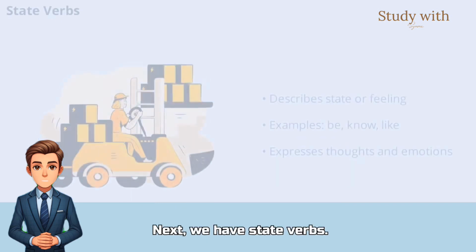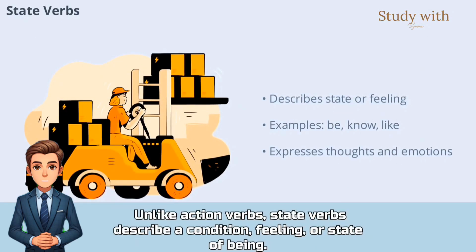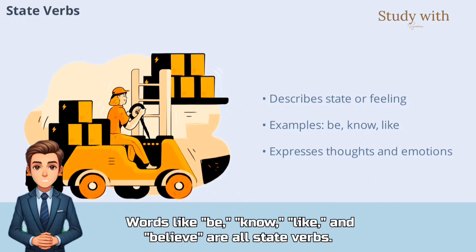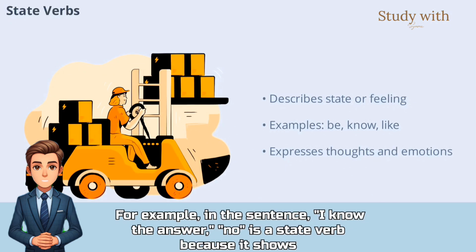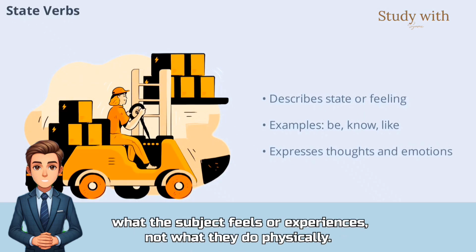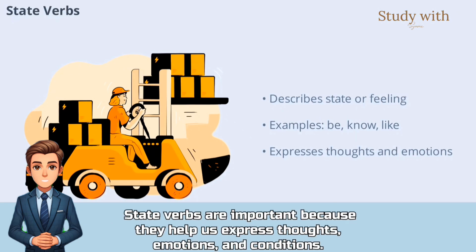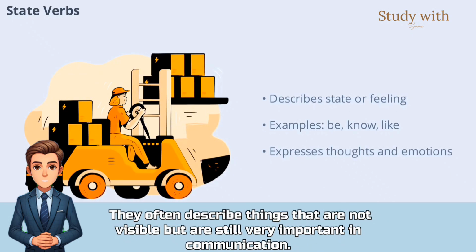Next, we have state verbs. Unlike action verbs, state verbs describe a condition, feeling, or state of being. Words like be, know, like, and believe are all state verbs. For example, in the sentence, I know the answer, know is a state verb because it shows what the subject feels or experiences, not what they do physically. State verbs are important because they help us express thoughts, emotions, and conditions. They often describe things that are not visible but are still very important in communication.